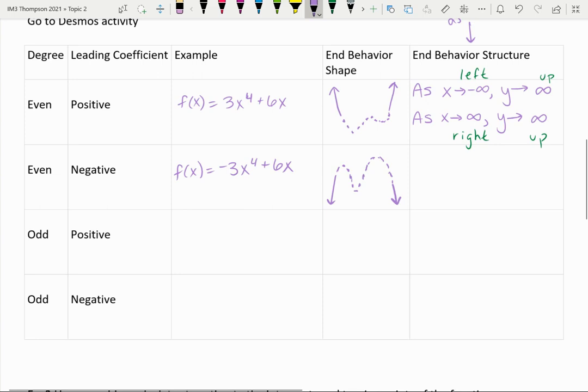So hopefully you have something similar drawn. It's okay if it looks different. If you just drew a U opening down, that's fine. But I'm going to do the same thing here. I want to talk about officially, as the graph goes to the left and as the graph goes to the right, what happens to my end behavior.